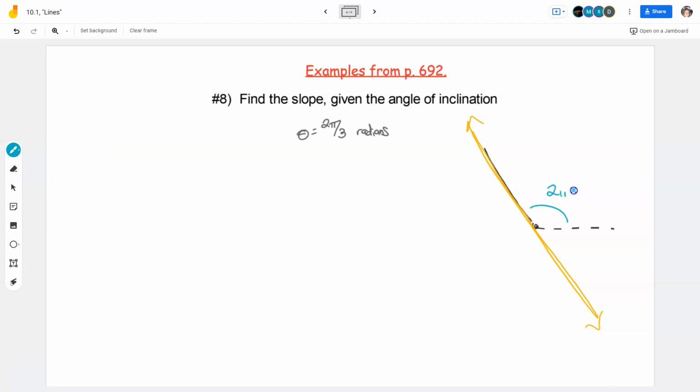Here's my 2 pi over 3, otherwise known as 120. 2/3 of pi, or 2/3 of 180, or 120. So to find the slope, don't I need the rise over the run? Could I think of unit circle to get that rise over run? I guess you could think of what is the sine and what is the cosine.